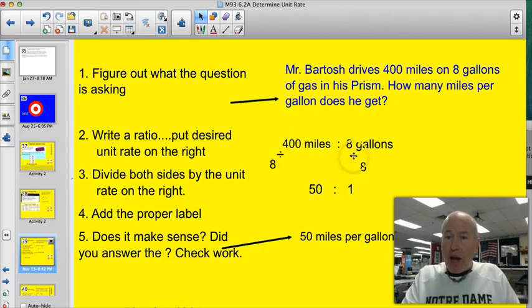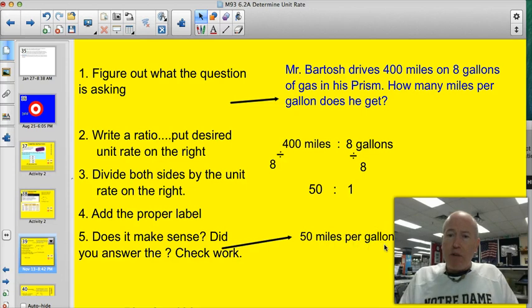Of course, when you divide this number by itself, you're going to get 1. That's that desired unit rate we want. And then when we divide 400 by 8, we get 50. So we find out that instead of 400 to 8, we've reduced that to 50 to 1. That's a unit rate when it's over 1 unit. Then you need to add the proper label, 50 miles per gallon.